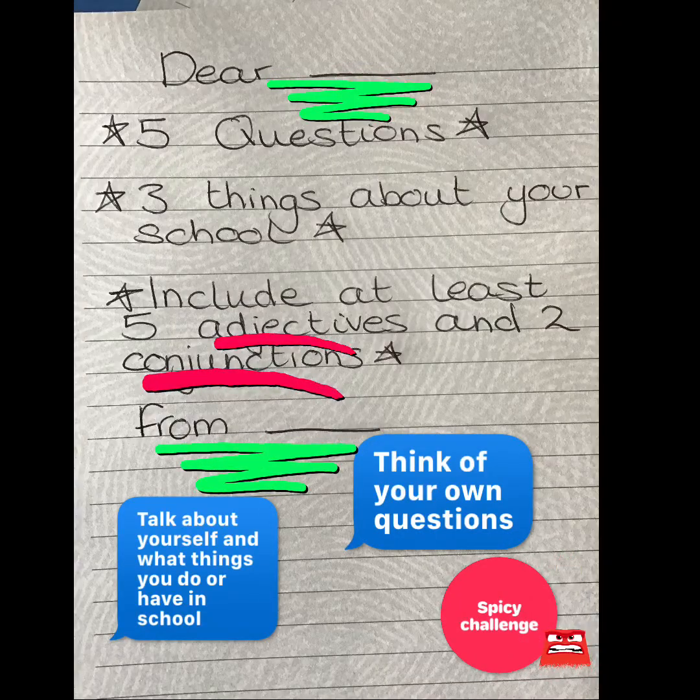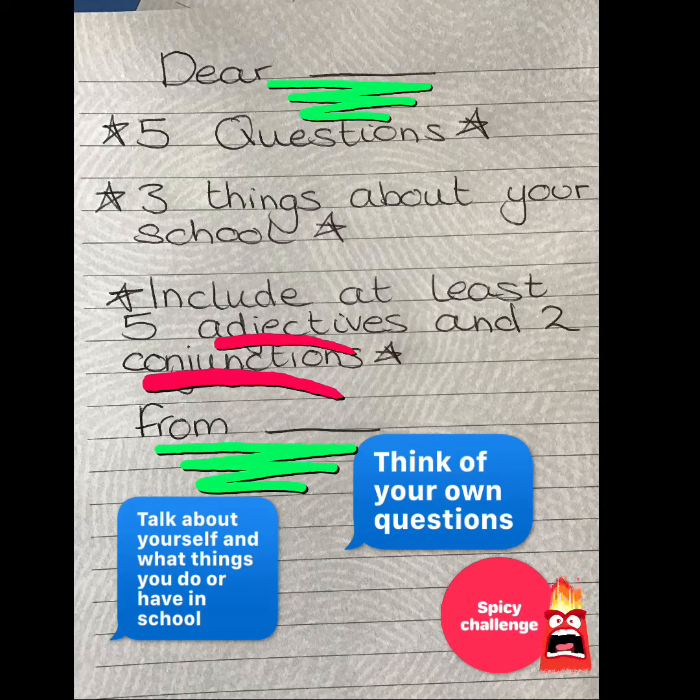And if you would like to do the spicy challenge, what I'd like you to do is add a bit more detail and think a bit more for yourself on this challenge. So I'd like 5 questions to ask the child, but it has to be from your imagination. Maybe if you find it a bit tricky, you might want to use one of the examples to get you started. And then I want you to talk about 3 things that you have or do in school today. I want you to include at least 5 adjectives. Those are describing words. How can you make that letter sound really interesting when you're describing things in school?